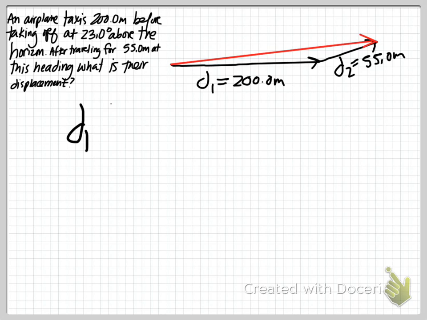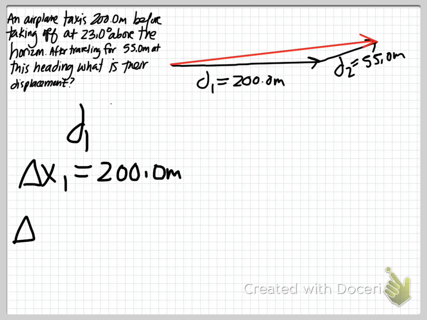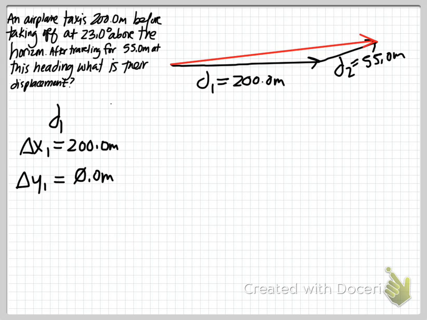So for D1, what we would call delta x1 equals 200.0 meters. For D1, what is delta y1? This is easy. It's 0. There's no y component at all. Okay, well that's easy enough. Now, I forgot to put in our little angle there. Theta is 23.0 degrees. That's terrible, Moser.